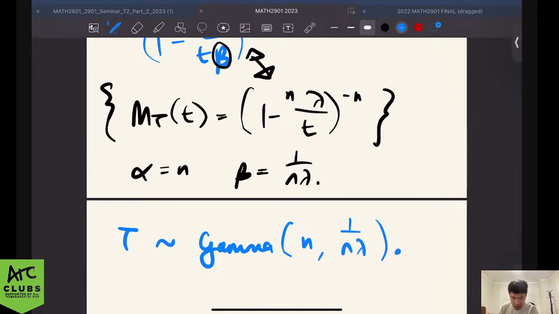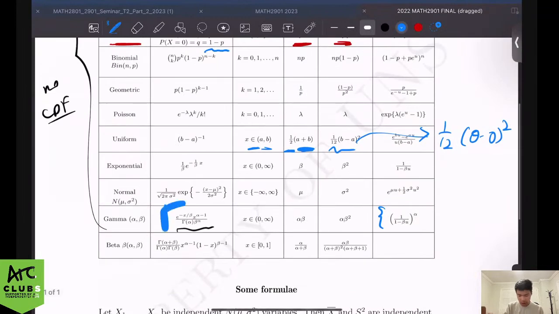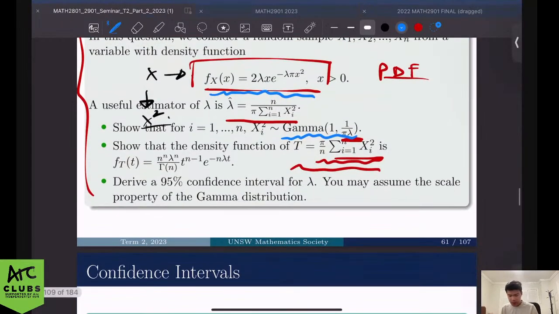Sweet. Alright, so that's on t. The next question is, can we find the PDF? I'm not going to go through this part, but basically all you do is chuck that into the gamma distribution. We know the PDF of the gamma distribution. You chuck those variables in, and then you get this answer. Okay. Sweet. Let's move on to the last question.